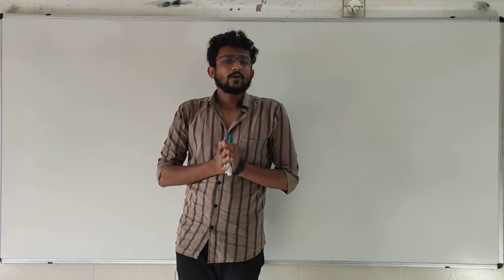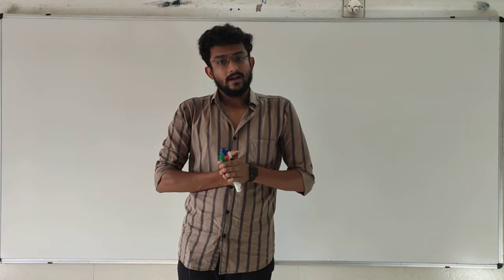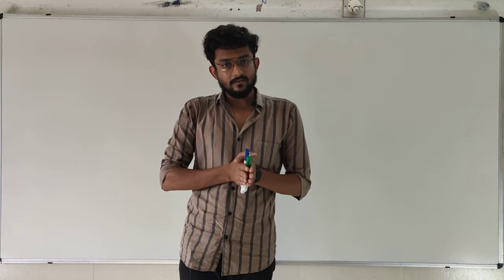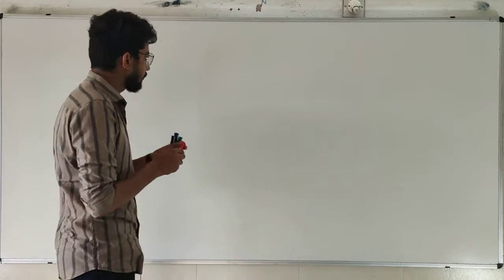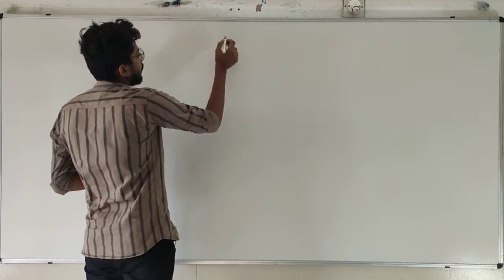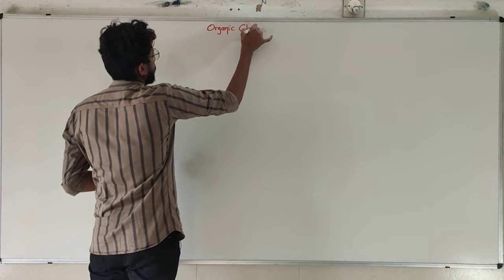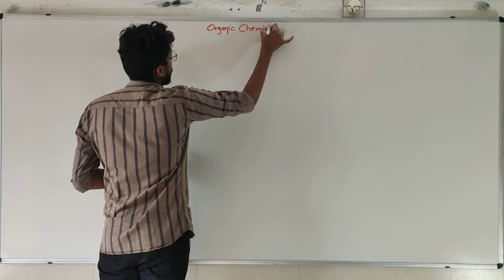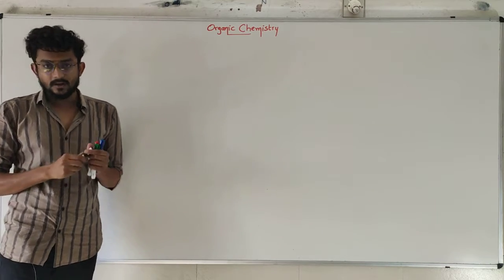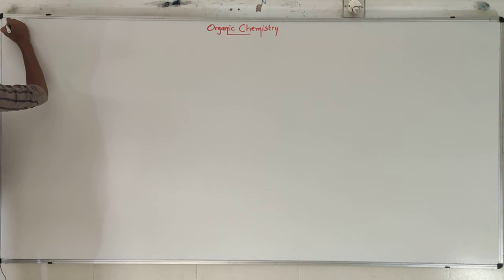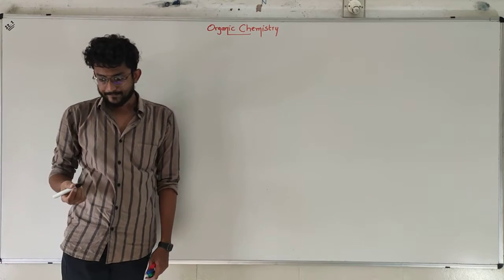Today we are going to complete all the examples from chapter number 12, and in the next lecture we are going to complete the rest of the exercise. So let's start with example number 1, organic chemistry. Our example number 1, problem 12.1 from the textbook, example, not the exercise.